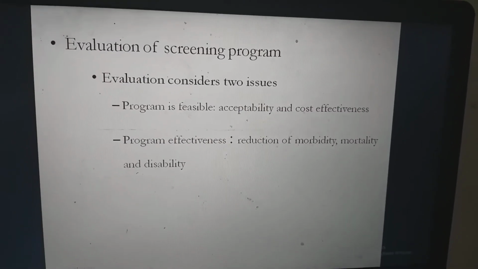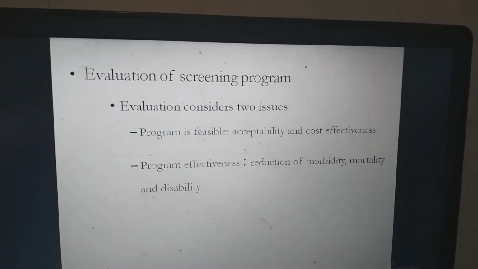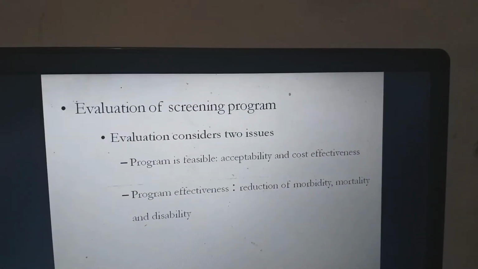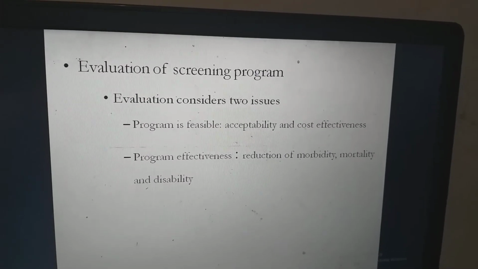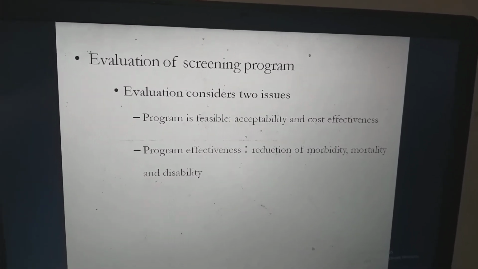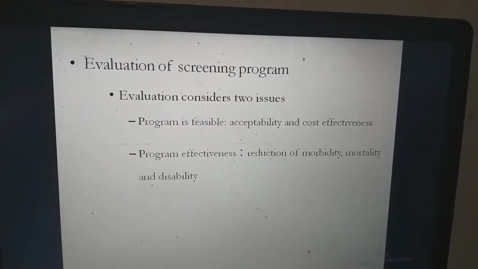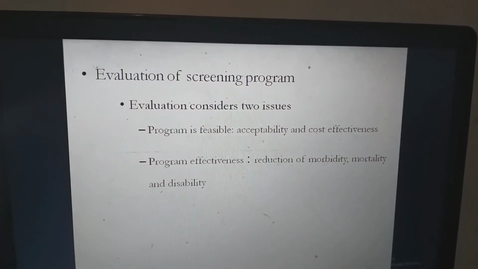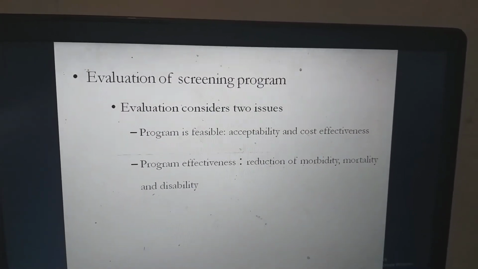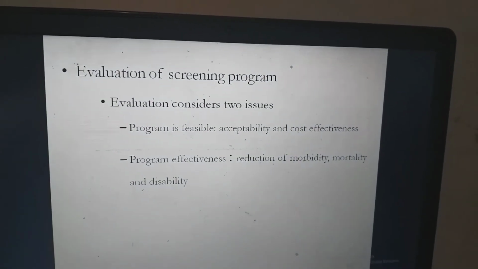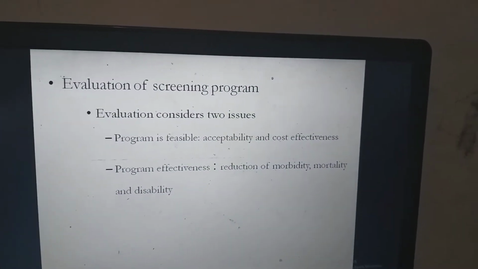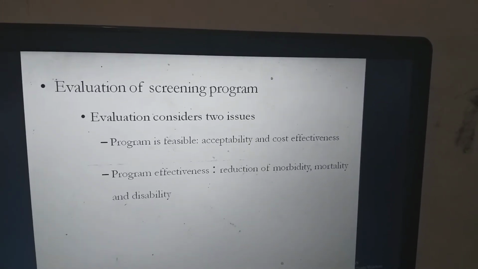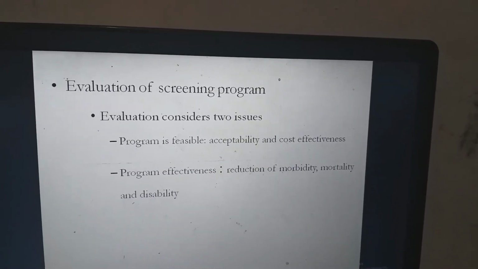Cost effectiveness too, maybe if it is not balanced. If you yourself can cover everything, no problem, but sometimes you cannot cover everything. That's why we say it is a little bit difficult if the cost is high. The other is program effectiveness: reduction of morbidity, mortality, and disability. It should be effective. You should reduce morbidity, mortality, as well as disability. So these are the two evaluation criteria. You should identify all of these first before doing a screening.